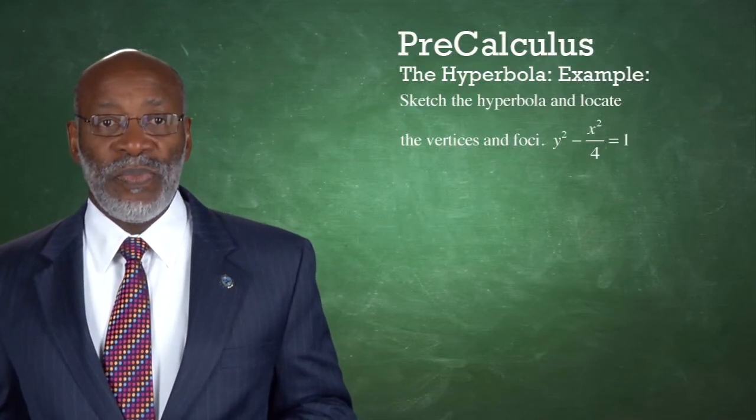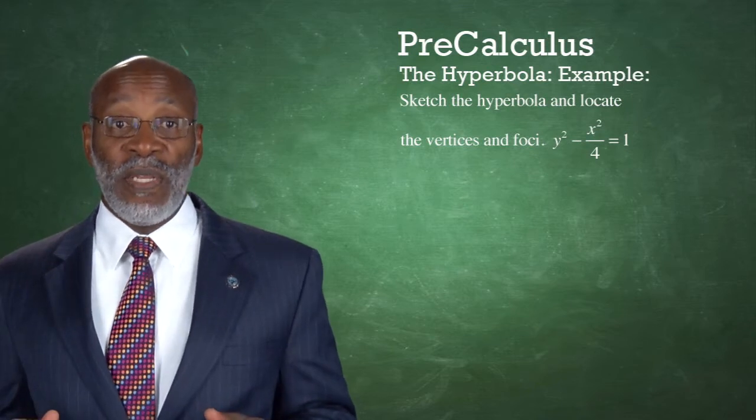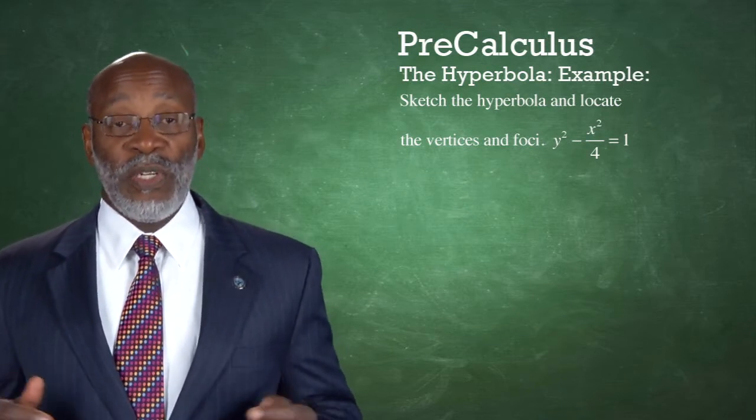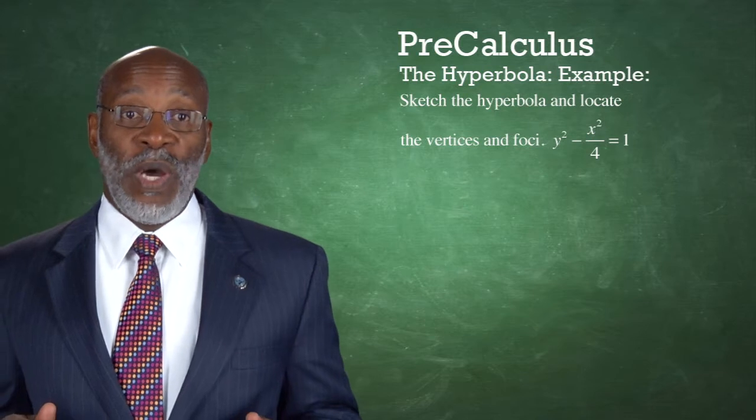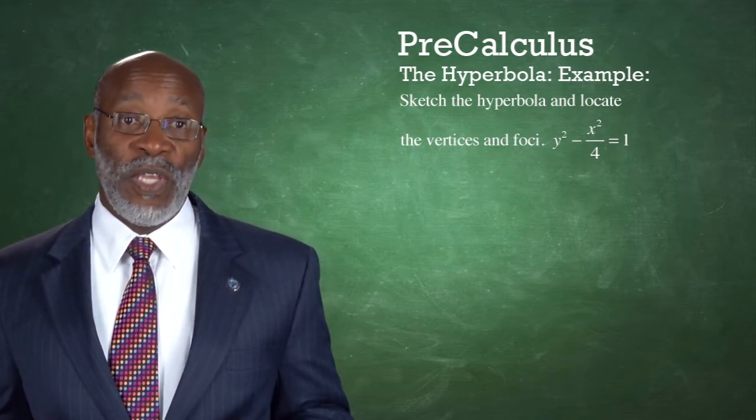Example. Sketch the hyperbola and locate the vertices and foci. The equation of the hyperbola is y squared minus x squared over 4 equals 1.